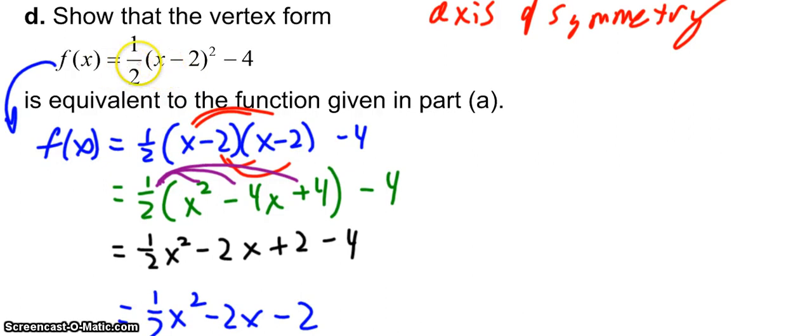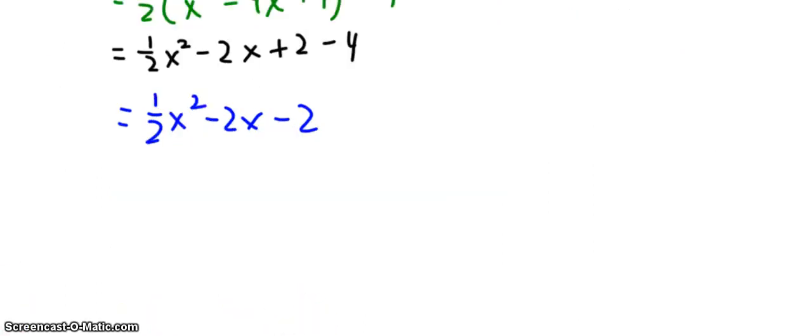So, what did I do? I just multiplied this out and combined like terms. The first thing I said was f of x equals 1/2 times (x minus 2) times (x minus 2), because that's the same thing as (x minus 2) squared. Then I distributed, and I got x squared minus 4x plus 4. Then I distributed the 1/2, so it became 1/2 x squared minus 2x plus 2, and then still minus 4. And then I just combined the like terms, so 2 minus 4 is -2. So I get 1/2 x squared minus 2x minus 2. So those are the same.